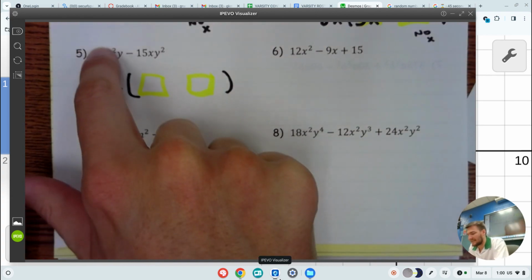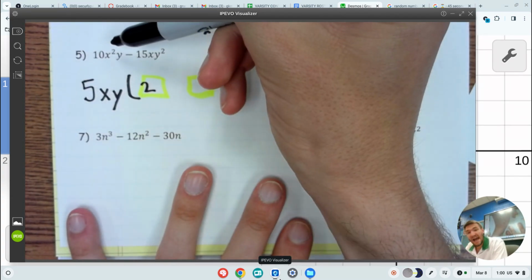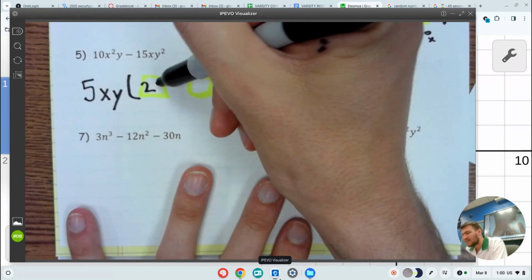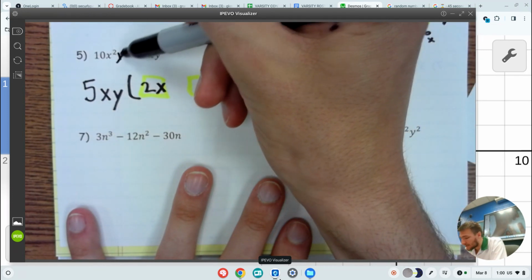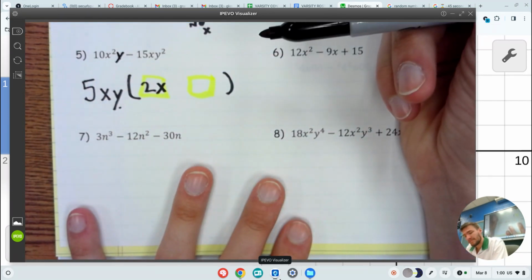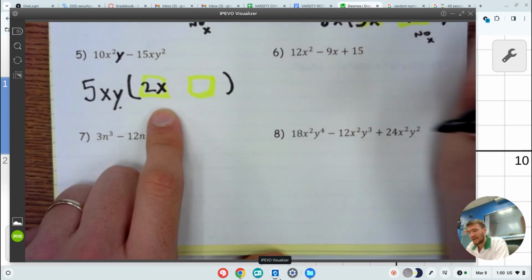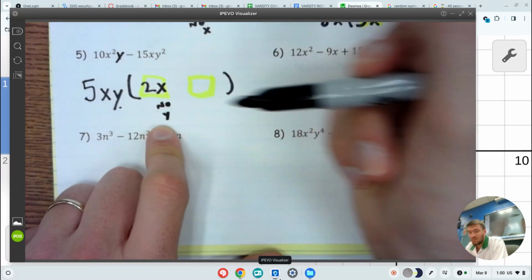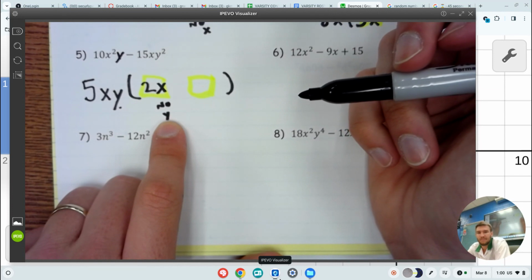What is 10 divided by 5? 2. We had x squared, but we lost an x. Just 1. We had a y, but we gave it away. So this first person has no y's, right? And you don't have to write this, but if you want to, you can.